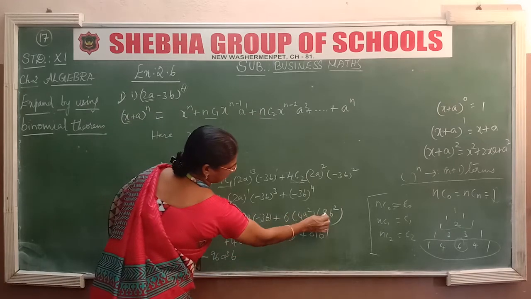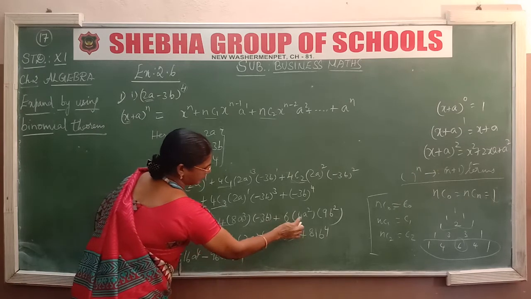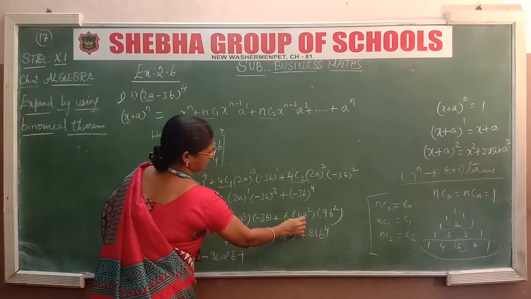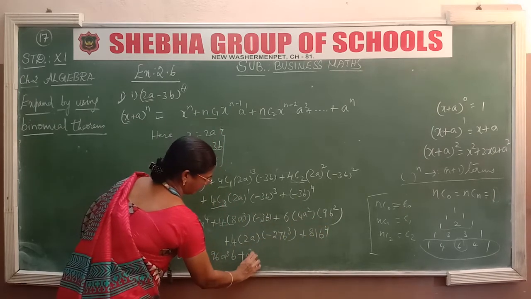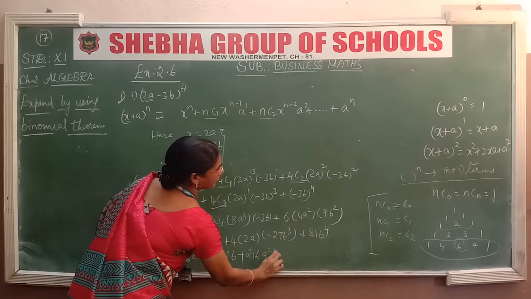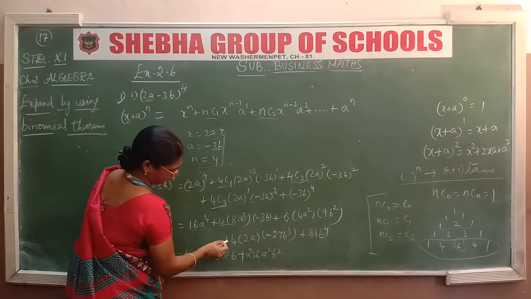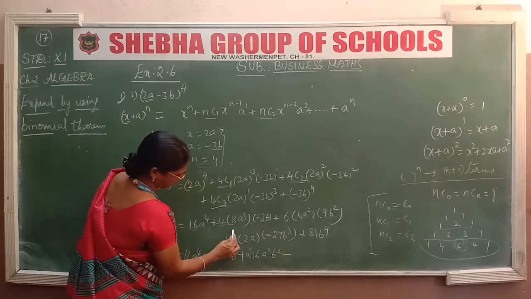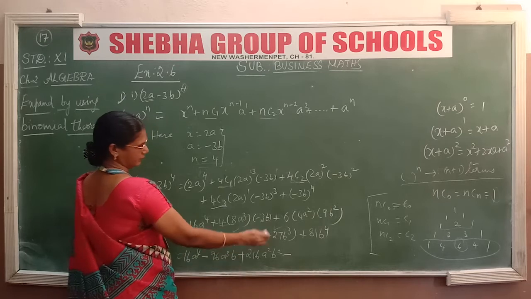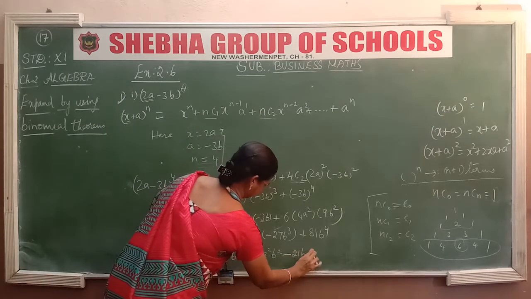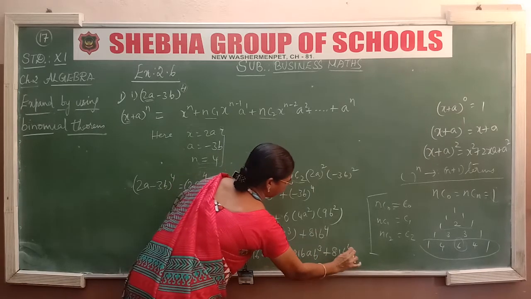Next plus, isn't it? All terms are plus, so plus 6 into 4 into 9. 6 4s are 24, into 9 is 216 a square into b square. And next one minus into plus becomes minus, and multiply 4 into 2 into 27. 4 2s are 8. 8 into 27 is 216 a into b cube. The last term is 81 b power 4.